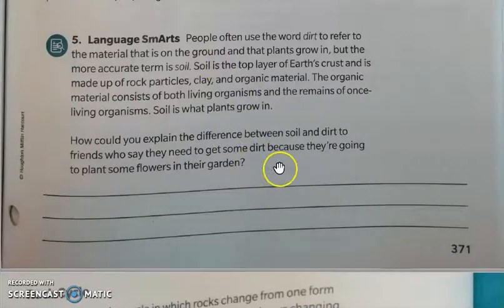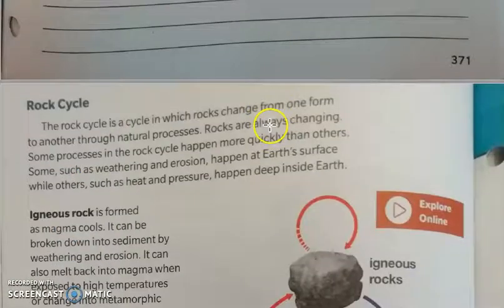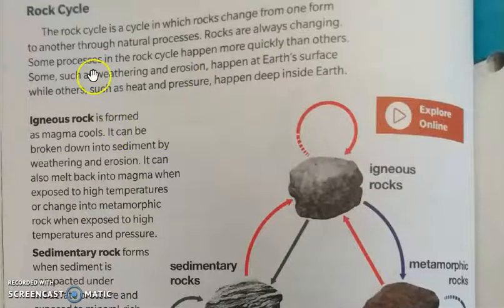Okay, if you need to, you can do a little bit of research, maybe a quick Google search or Bing search, and you should be able to find some interesting websites that will give you some examples of how dirt and soil are different from each other. Once you've finished that, you're going to come down here and look at the rock cycle.